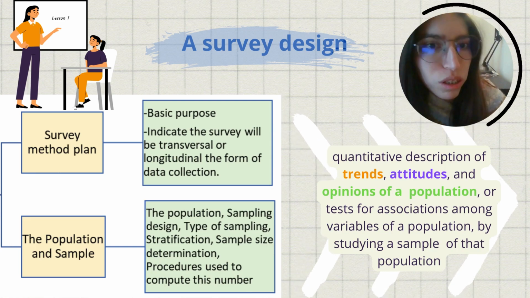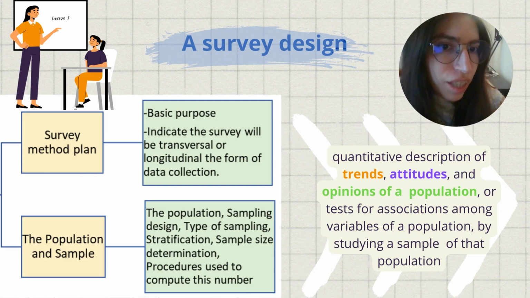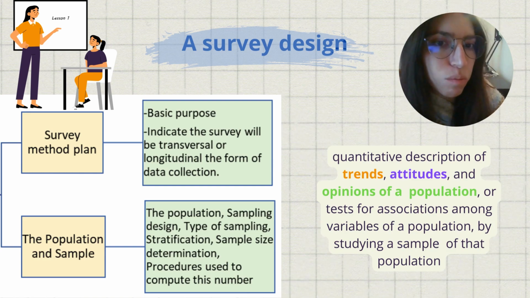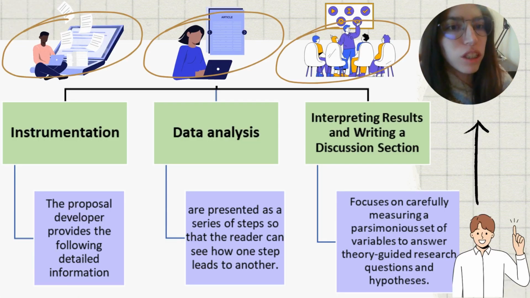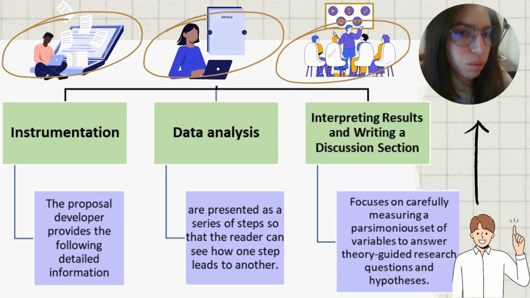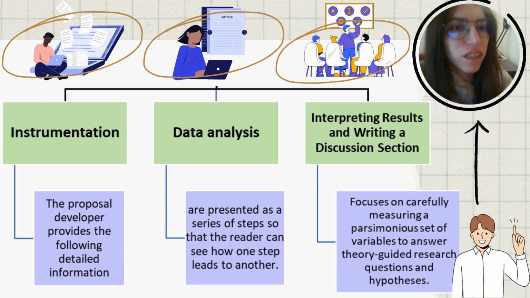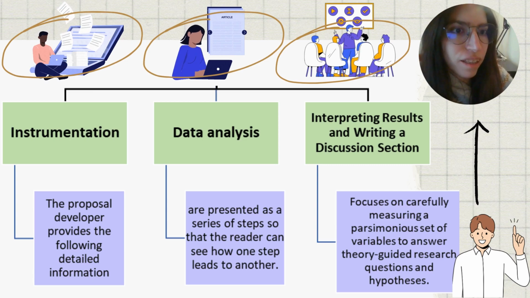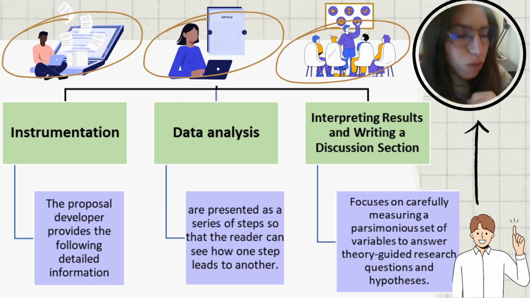A survey design provides a quantitative description of trends, attitudes, and opinions of a population, or evidence of associations between variables in a population by studying a sample of that population, emphasizing the survey method plan and the population and the sample. In instrumentation, detailed information is provided by the proposal developer. In data analysis, a series of steps are presented so that the reader can see the interpretation of the results, and the interpreting results and writing discussion.